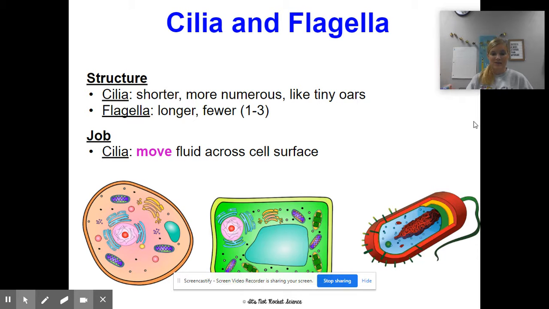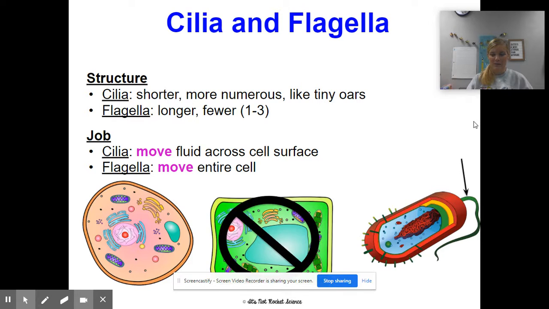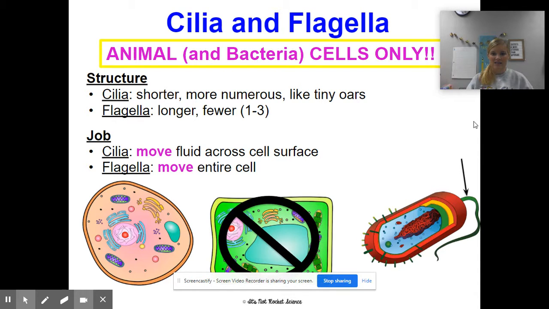And the cilia move fluid across the cell surface. So it's got little tiny oars all over the peach, and it's just moving the water around and away. But flagella, because it's just one and so powerful, like a fishtail, it moves the entire cell around. So that's how our bacteria are always moving. And you'll see it on the bacteria picture. That's your flagella. And cilia are not usually pictured because they are tiny little peach fuzz all over our cell, in our animal cells only.